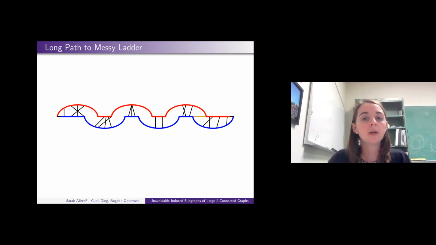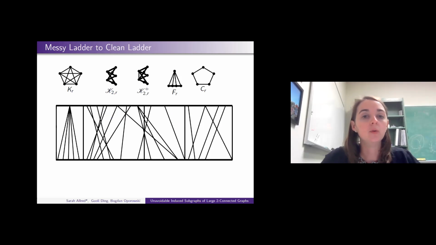All right, so now remember in the theorem, we didn't have a messy ladder. We had a ladder that we had imposed a lot of structure on. So the next thing we need to do is figure out how can I take the messy ladder here and clean it up.